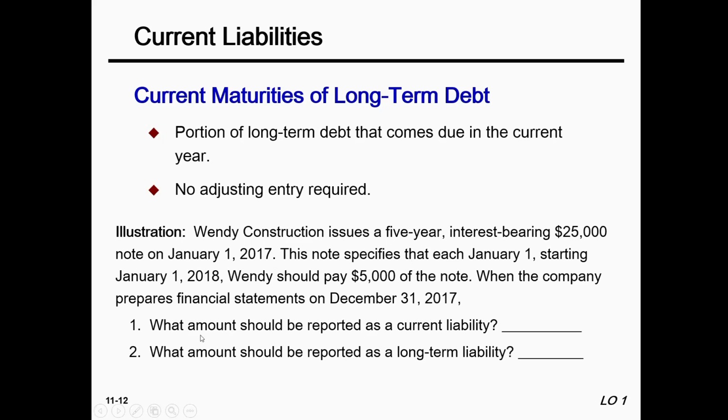Look here, what amount should be reported as current liability? The amount which is due within a year, meaning the amount you are supposed to pay on January 1st, 2018, that is $5,000. And what amount should be reported as long-term liability? The remaining out of $25,000, so the remaining is $20,000.